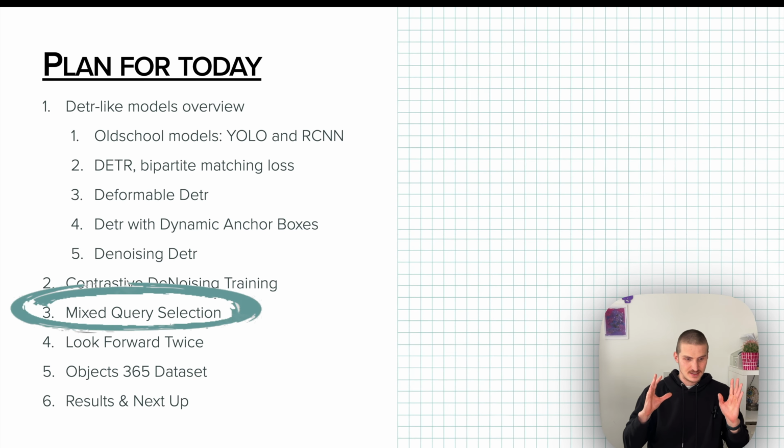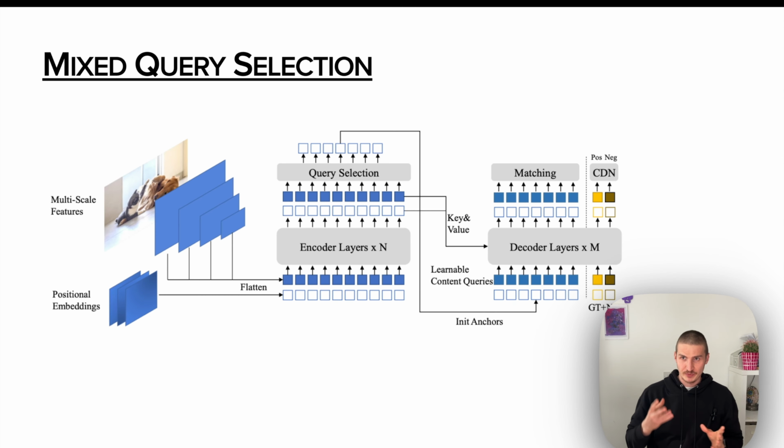Next, let's discuss the technique called mixed query selection. So before that, when we talked about denoising DETR, DAB-DETR, we assumed that the query inputs with the bounding boxes, we call them anchors, are just static. So they don't really depend on the image. They are trainable, so the model during training will actually adapt them to match the average picture better, but the anchors themselves were independent of this precise picture.